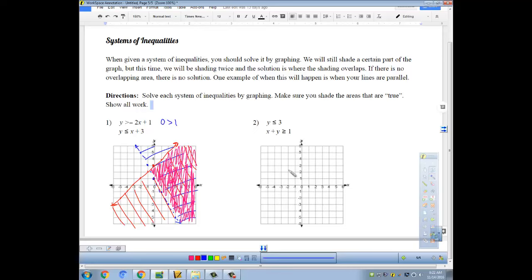Okay, number 2, y is less than or equal to 3. So I'm going to have a solid line going through y equals 3. That was less than, so we shade down here. And then for your other line, you need to get y by itself, so I'm going to subtract the x to the other side. So my y-intercept is 1, go down 1 over 1. And this is also going to be a solid line. And this one is shading up because it says greater than. So shade this area. So my area that got double shaded is right here.